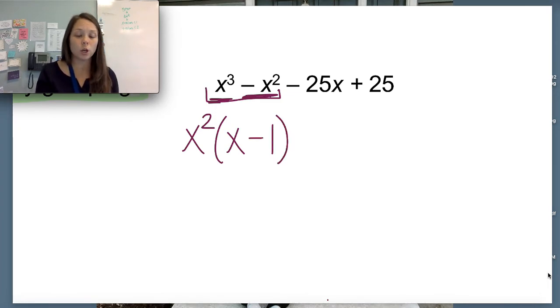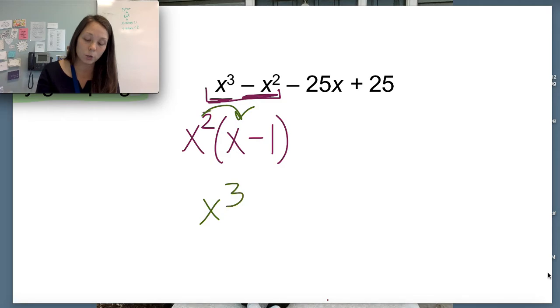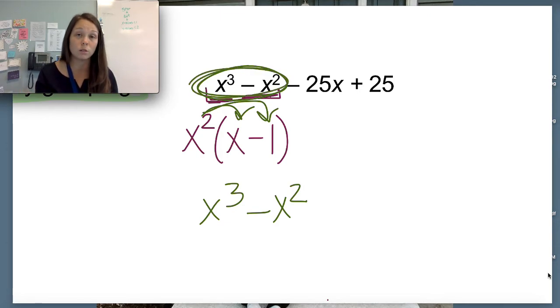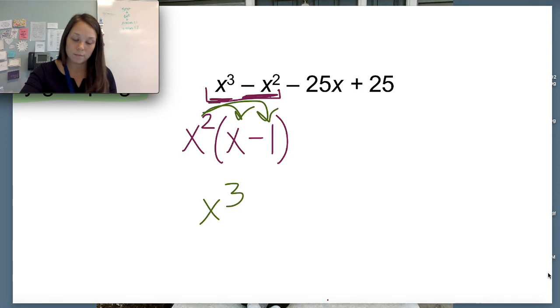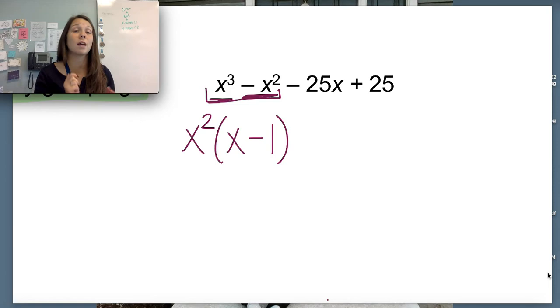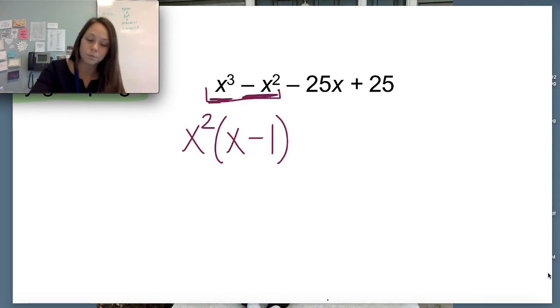And you could always check your work to see if you did this right, because if I go through and take the x squared and multiply it by x, I get x cubed, and x squared times negative 1 is minus x squared, and notice how that matches the original problem that I had factored something out of, so I know I did it right. But the purpose is not to multiply that throughout, the purpose is to factor. That was just checking our work to see that it really does multiply back in to be our original problem.